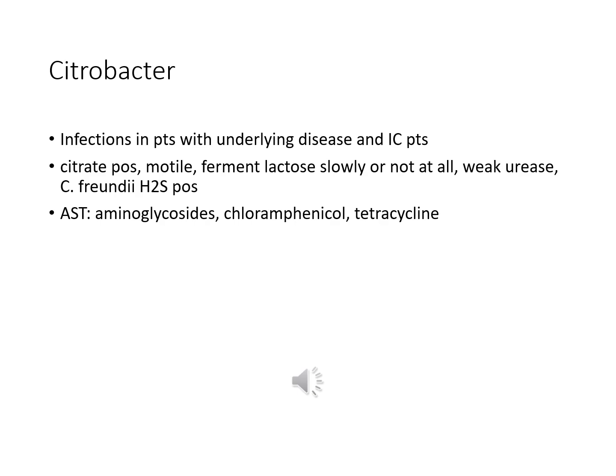It is citrate positive, it is motile, and it will ferment lactose slowly or maybe not at all. It's a weak urease positive as well. Citrobacter freundii is often H2S, or hydrogen sulfide, positive, so that colony may appear with a black center, and that little black dot is the H2S production. We're going to do susceptibility testing against the aminoglycosides, chloramphenicol, and tetracycline.